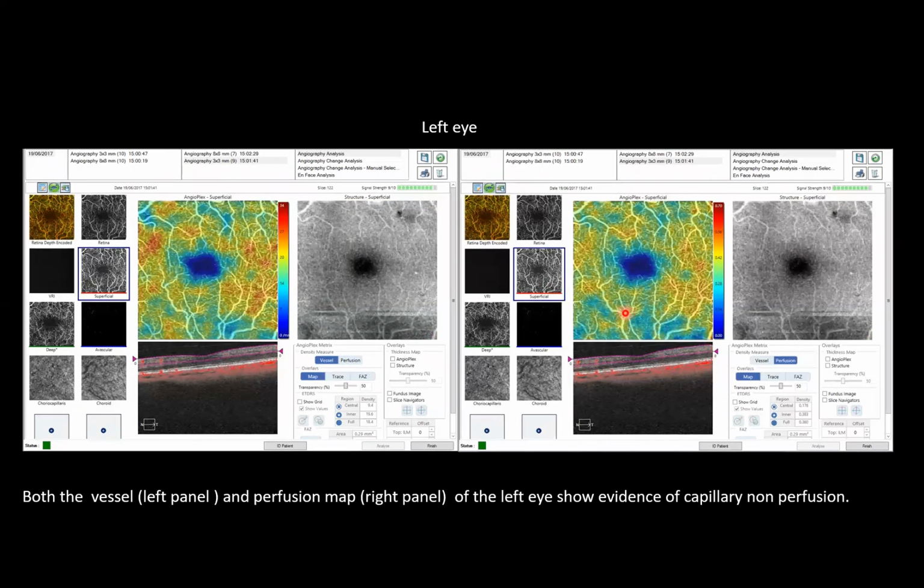But when you get the blood vessel map and the perfusion map, you will see that there is a fair bit of capillary non-perfusion, these areas in blue.